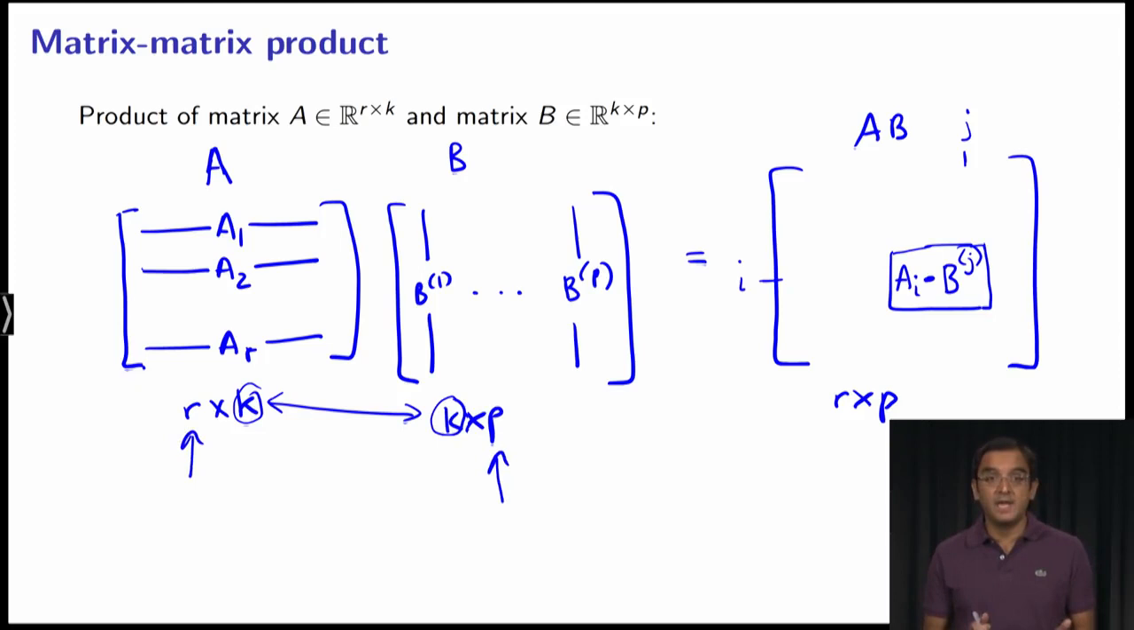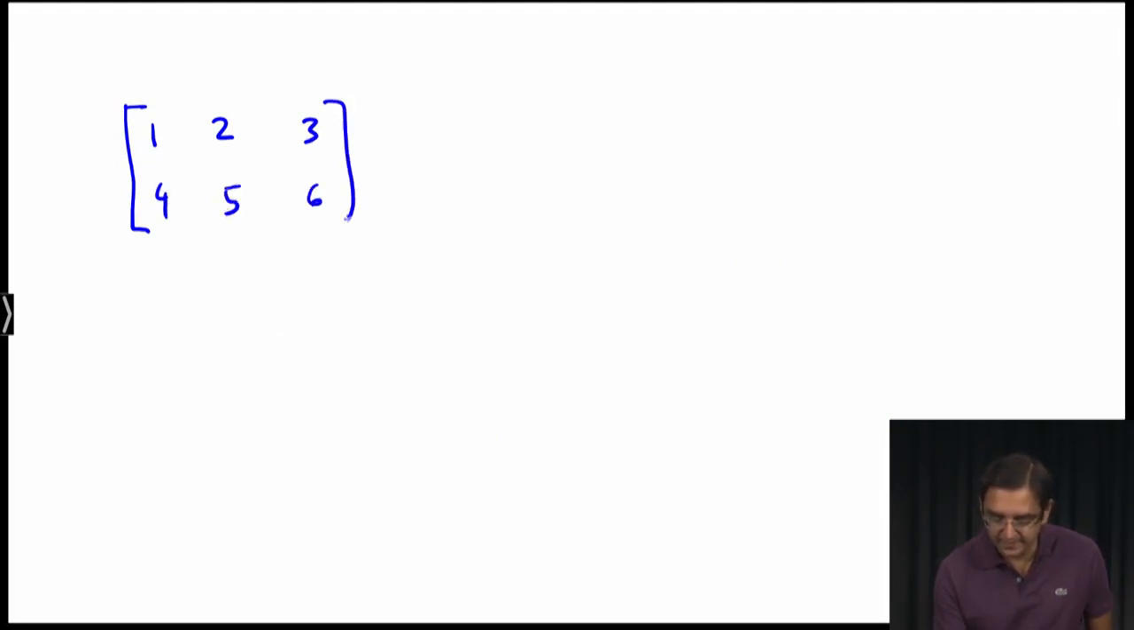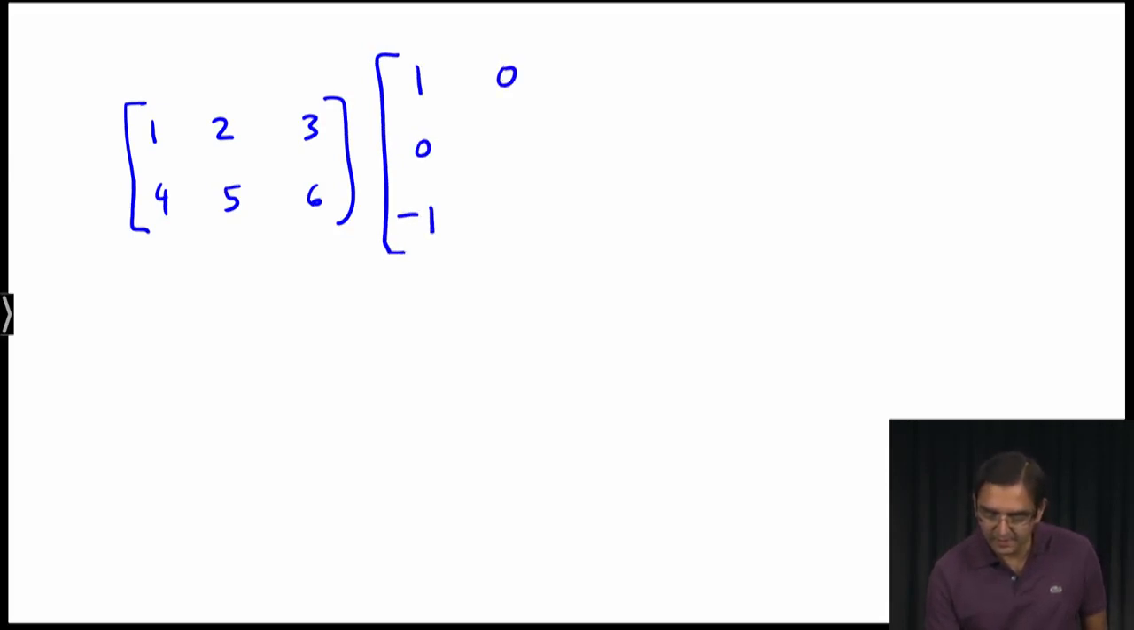So we take R by K and K by P, and we get something that's R by P. Okay. Let's do a little example of this. Let's take any matrix A, maybe 1, 2, 3, 4, 5, 6. Let's multiply it by some matrix B. How about 1, 0, minus 1, 0, 2, 1.